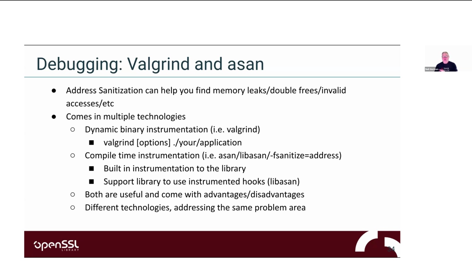Or we have compile time instrumentation, which is the libasan or -fsanitize=address parameter to your compiler. These build instrumentation directly into your library and have support libraries to use those instrumented hooks. OpenSSL, of course, supports both of these. Particularly the compile time instrumentation can be built in by configuring with the enable-asan option at build time.